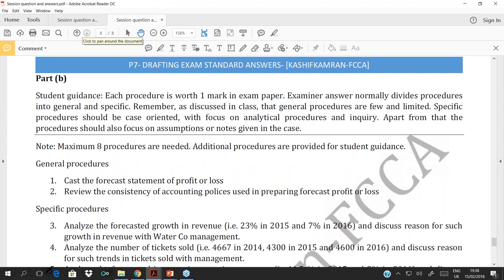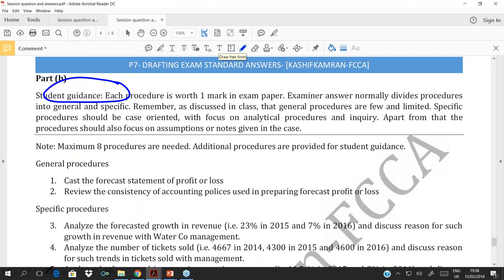I have given some student guidance at the start of the answers. These are for you to read. This student guidance is a must for you, right? You should read this student guidance, so please emphasize the student guidance properly.